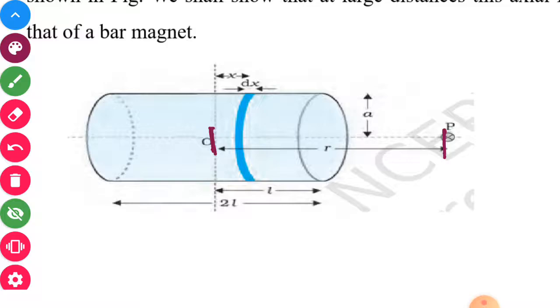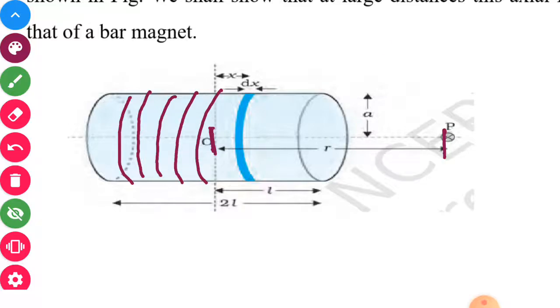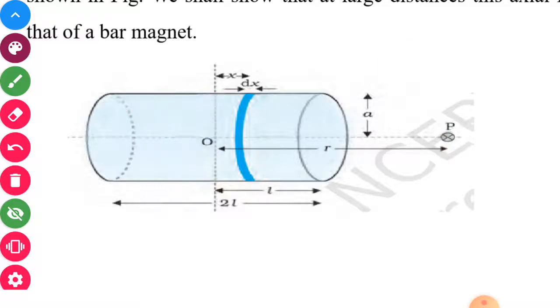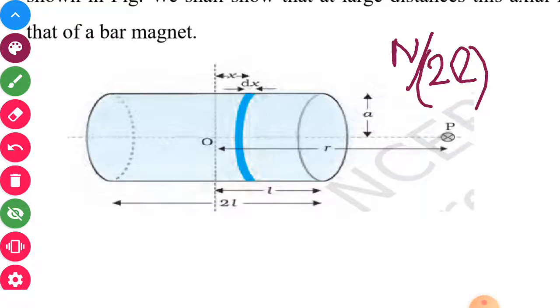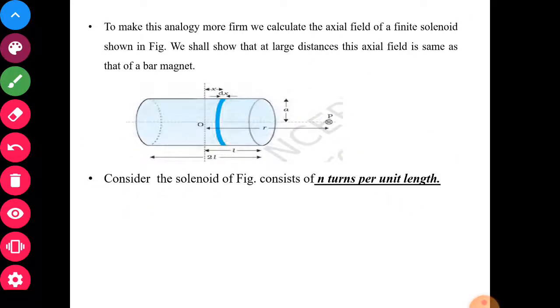Now this is made up of a number of turns. Let us say there are n number of turns. Then if you want to find the number of turns per unit length, it must be n upon 2L, because the length is taken as 2L. So the length of the solenoid is 2L, and that is why the number of turns per unit length will be the total number of turns divided by the length of the solenoid. So these are the things.